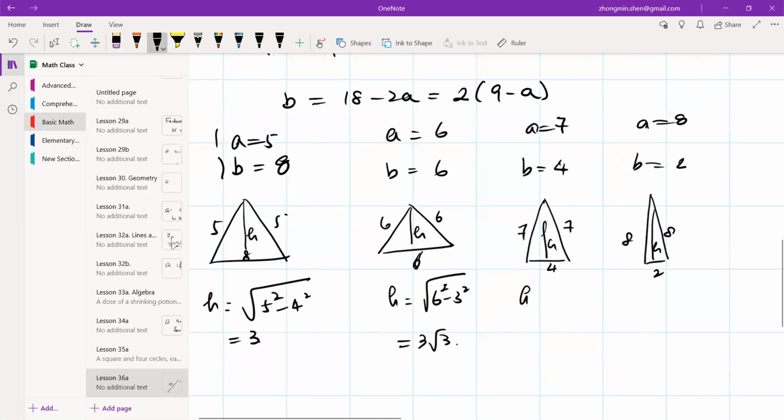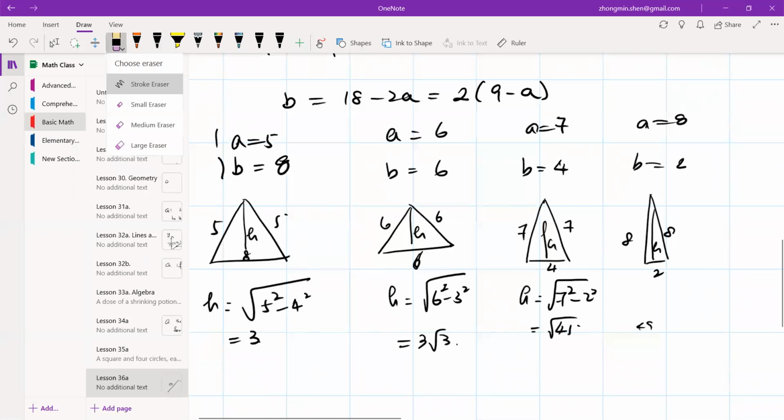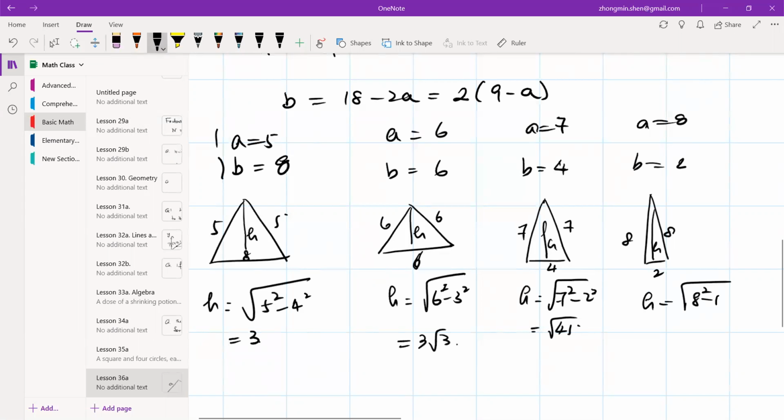Okay, and then here it's going to be 7 squared minus 2 squared, 49 minus 4, 45, right? We don't know how large the square root of 45 is. You can estimate. And this h is going to be 8 squared minus 1 squared, because half of the base is 1. And that's 63, which is square root of 3 times square root of 7.